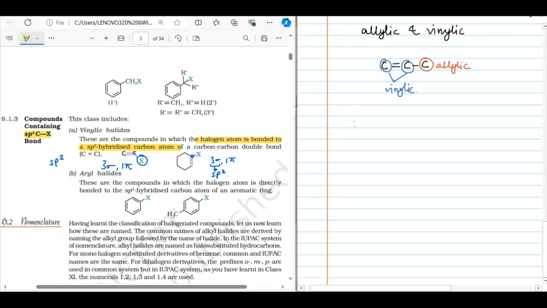If I draw one structure, carbon-carbon double bond, it is CH2, CH, single bond, CH2, and it is bonded to Cl. In this alkyl halide, the halogen is bonded to the allylic carbon, so this will be an allylic halide. In another example, if I draw CH2, double bond, CH, single bond, Cl, here chlorine is bonded to the carbon which is the vinylic carbon. So this molecule will be a vinylic halide.